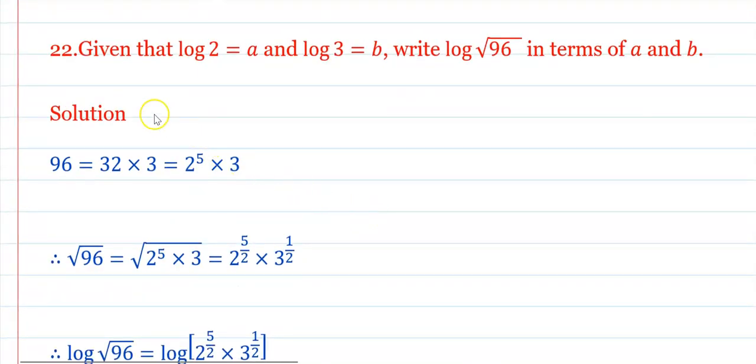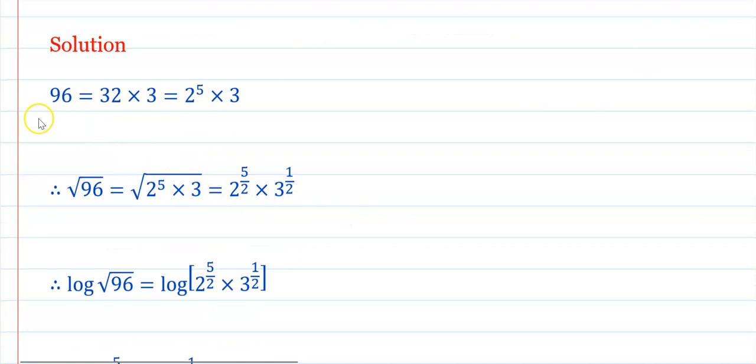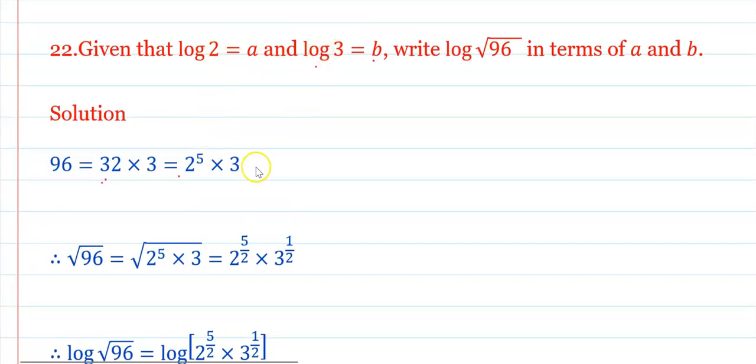Okay, now the next: given that log of 2 is equal to a and log of 3 is equal to b, write log of root of 96 in terms of a and b. Now how will we write 96? As 32 into 3, and 32 means 2 raised to 5. We need 2 and 3 to appear. Therefore root of 96 can be written as root of 2 raised to 5 into 3.